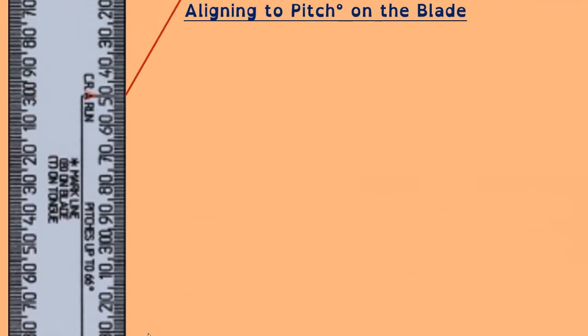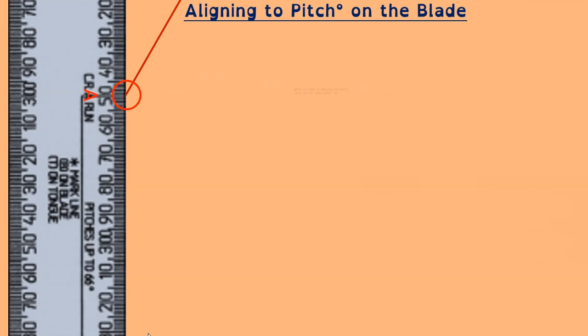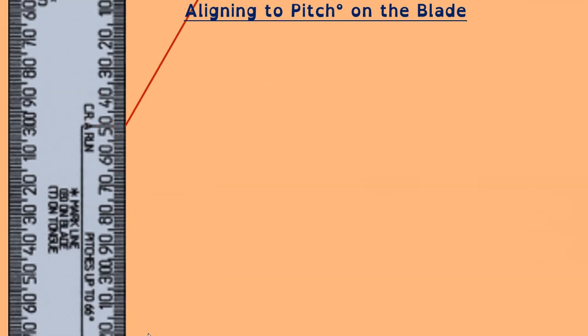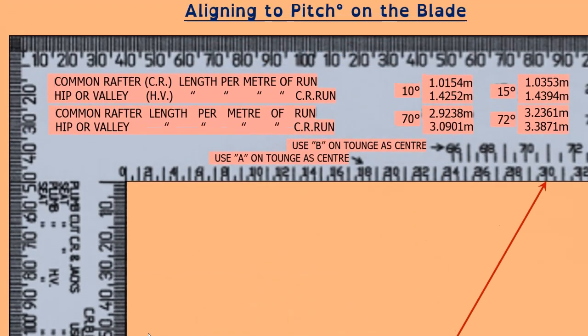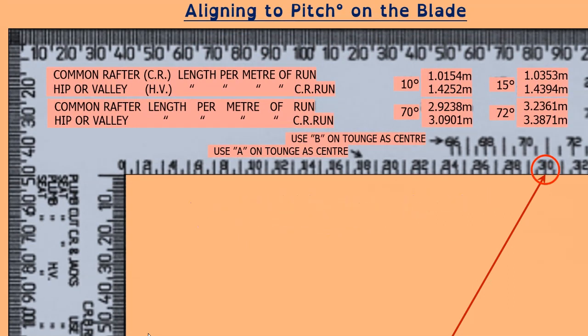So next we're going to focus on aligning to the pitch that's on the blade. As stated earlier, we're currently looking at the tongue, which is the narrower blade, as it were. The wider one is known just as the blade. So here's your common rafter run alignment point lined up with the red line, and the other end of that line is lining up with the pitch point on the blade. And you can see there we're lined up with 30 degrees, for a 30 degree pitch of roof.